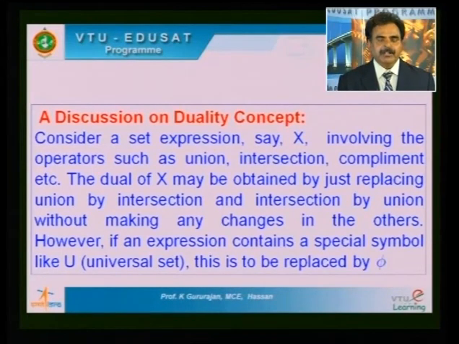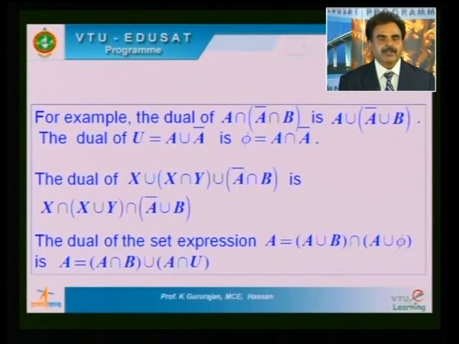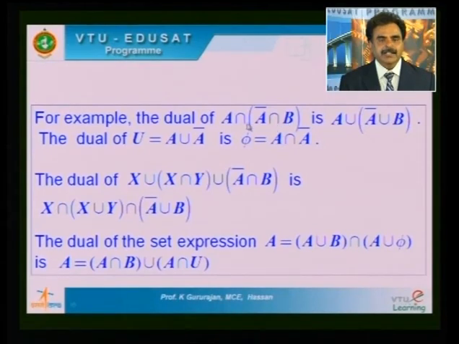It is very simple. To find the dual of a formula, all you have to do is the following: wherever intersection is present, replace it by union, and replace union by intersection. For example, what is the dual of A intersection A complement intersection B? Now, I have two intersections. I will replace intersection by union and intersection by union. So this is the dual of this. Understood? As I explained, to obtain the dual, replace intersection by union and union by intersection, U by phi and phi by U. Now, what is the dual of the universal set? That is A union A complement. So U will be replaced by phi, and this union will be replaced by intersection.